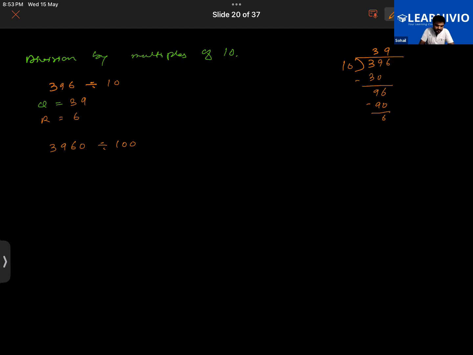What you will find over here? What is the value of quotient over here? You guys tell me. Do the division and do let me know what the value of quotient is going to be. 3960 divided by 100. Yes, solve it and do let me know.